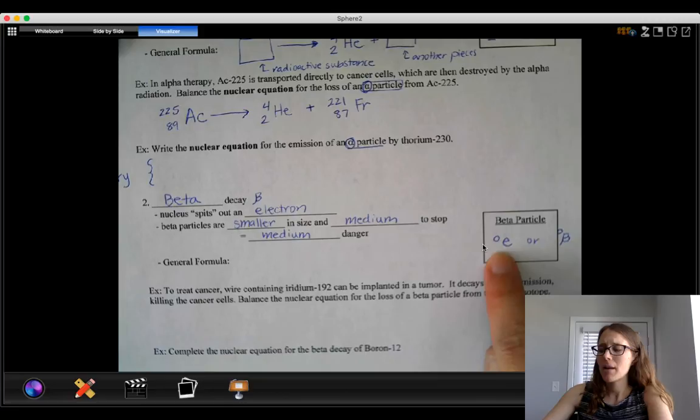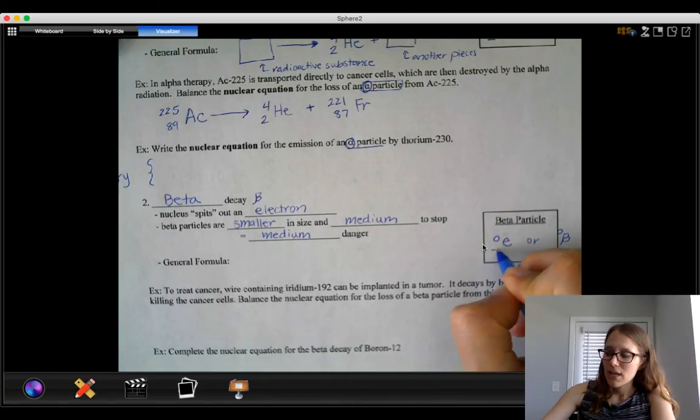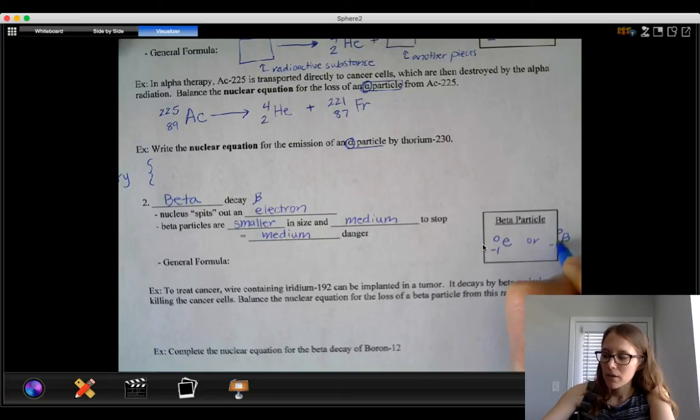The number on the bottom is the atomic number, which is the number of protons. An electron isn't a proton. It's kind of the opposite of a proton. Instead of being a charge of +1, it has a charge of -1. And so that's actually the number that we write on the bottom. -1 would go down there.